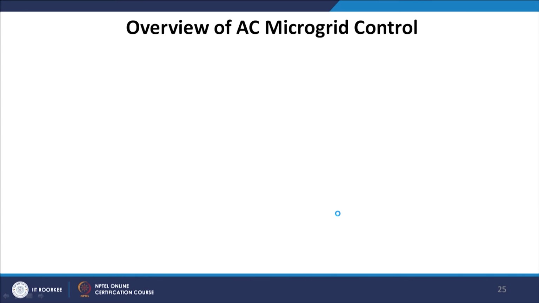And to conclude today's lecture, let us understand the overview of AC microgrid control. Now, to focus on the control mechanism, as we have seen, at each and every level Droop control is very commonly and widely used, but it has certain limitations, though it is robust. So, it has evolved over a period of time.